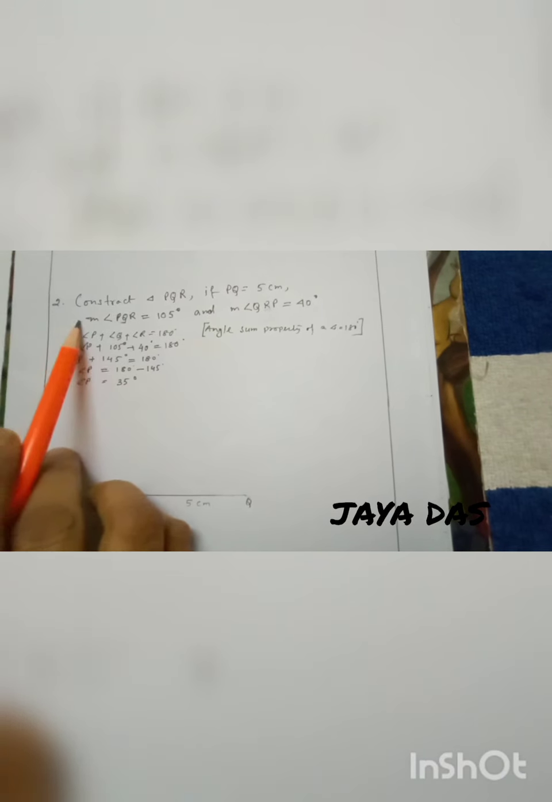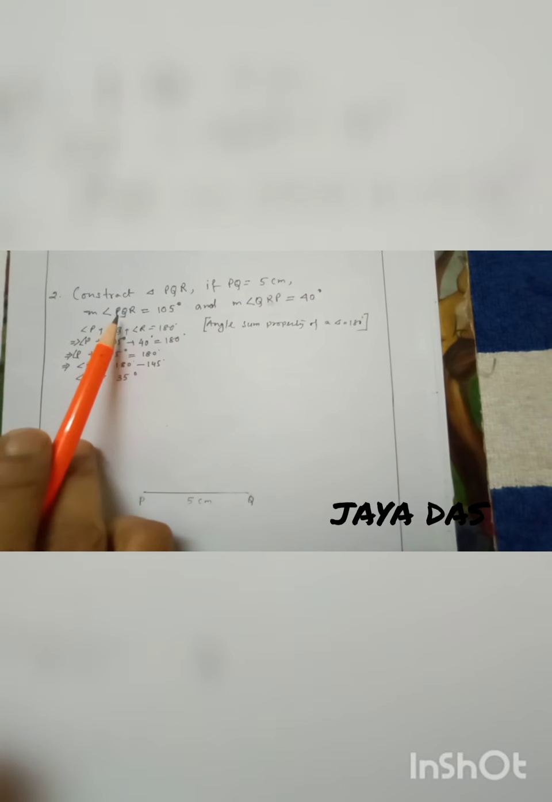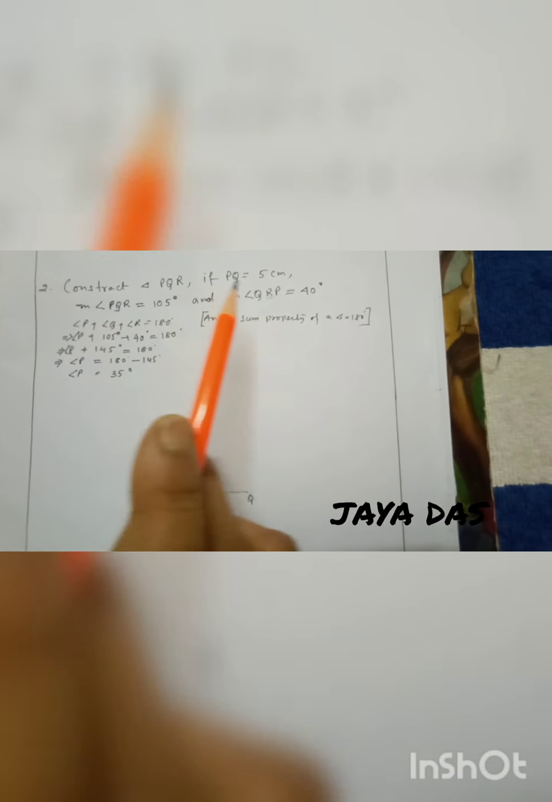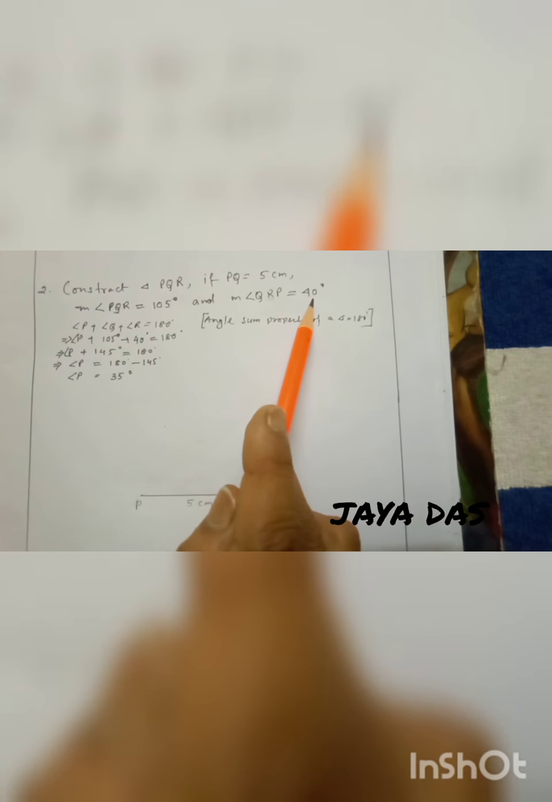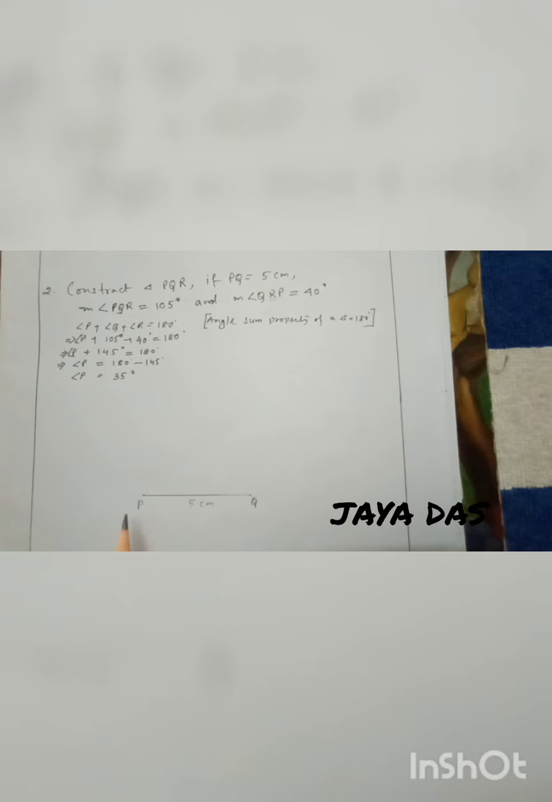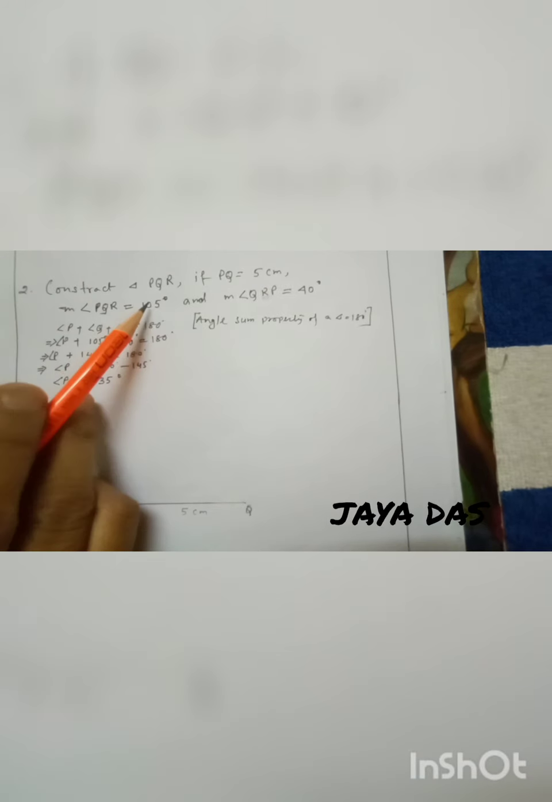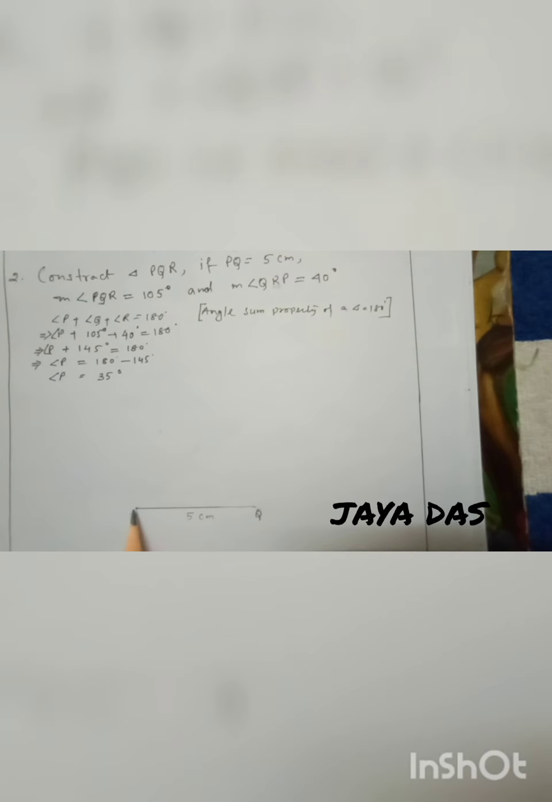Now in question number 2, construct triangle PQR. Length of PQ is given 5 centimeter. And angle Q, measurement of angle PQR, is given 105 degree, and angle QRP, that means angle R, is given 40 degree. But length of PQ is given, where you need angle P and angle Q. Though angle Q is 105 degree, we don't know what is the value of angle P. For this reason, we have to find the value of P.